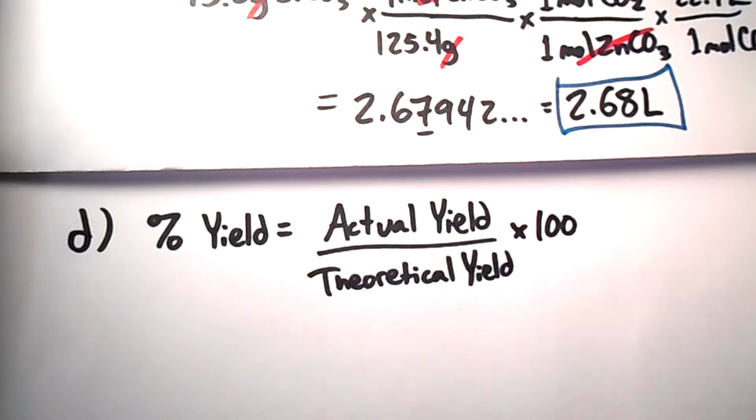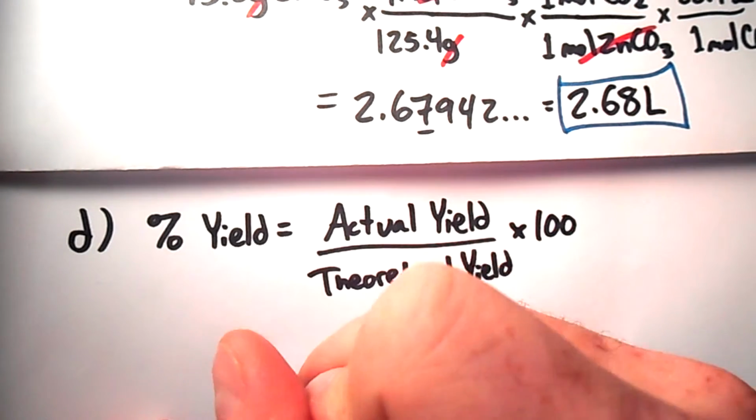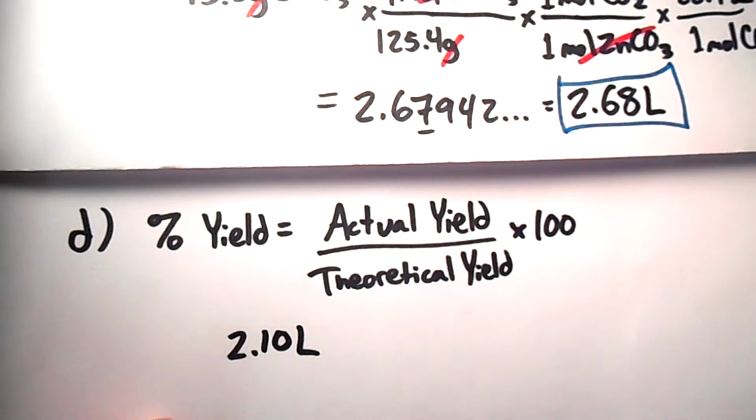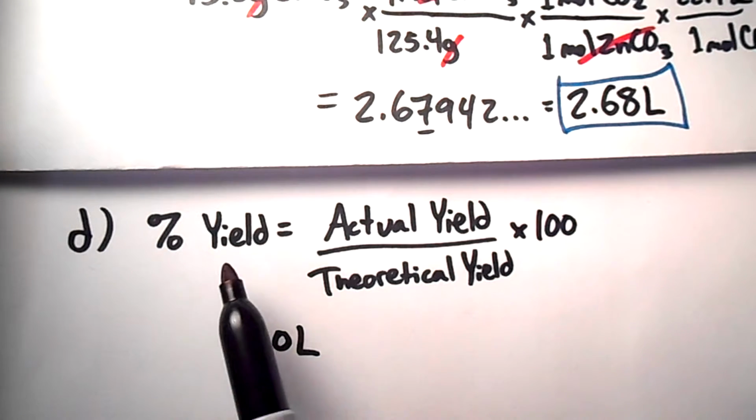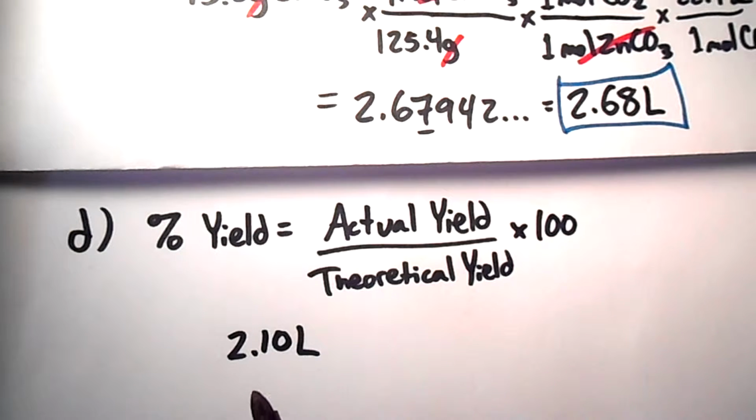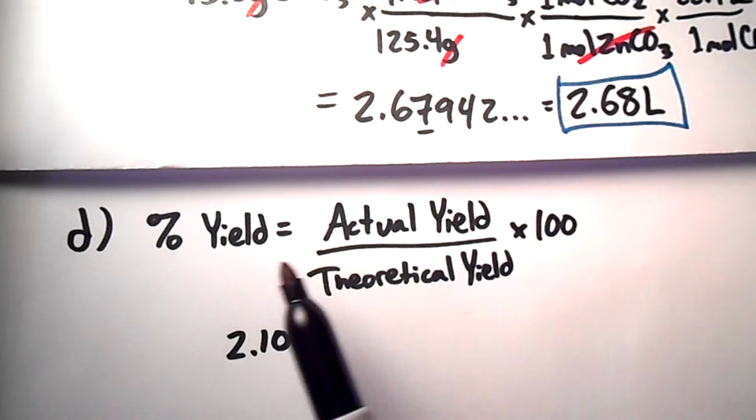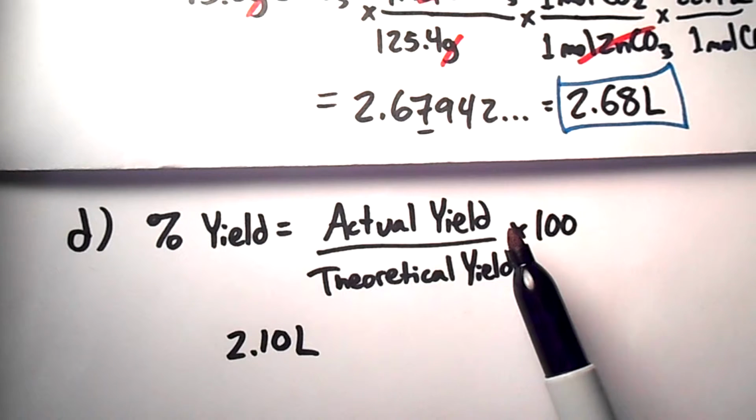Let's take a look. Part D tells us that if we actually collected 2.10 liters of carbon dioxide gas, what would be our percent yield? Percent yield is something that you actually calculate whenever you find your grade. You get the points back as far as how many you earned and divided by the number of points your test or quiz was out of. You find that percentage, you're finding a percent yield, the percent yield of points you earned on that quiz or test.